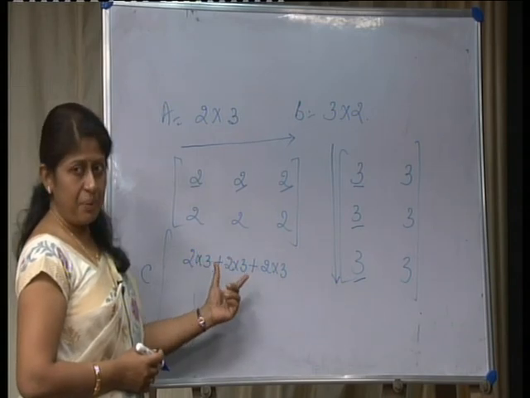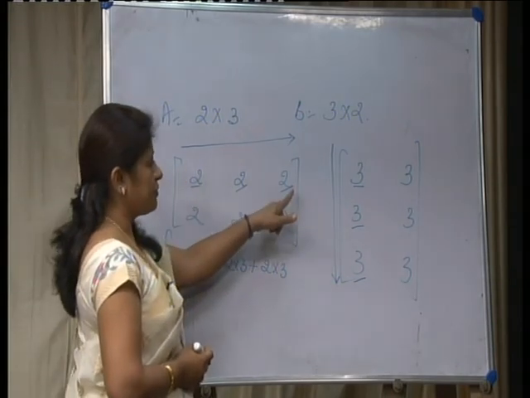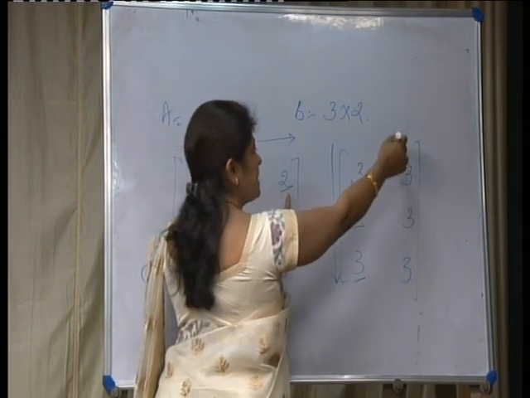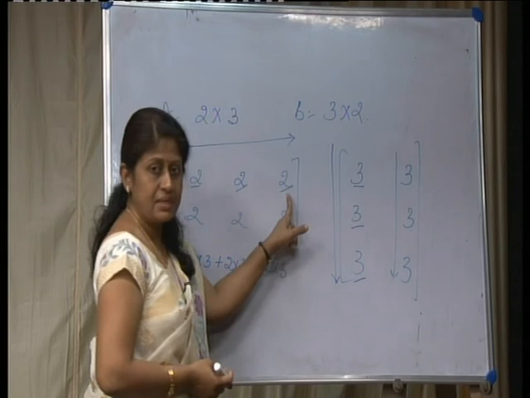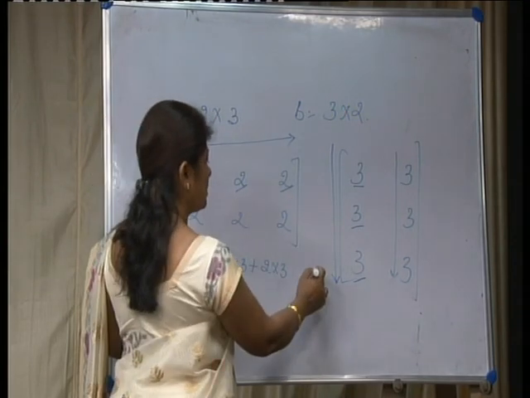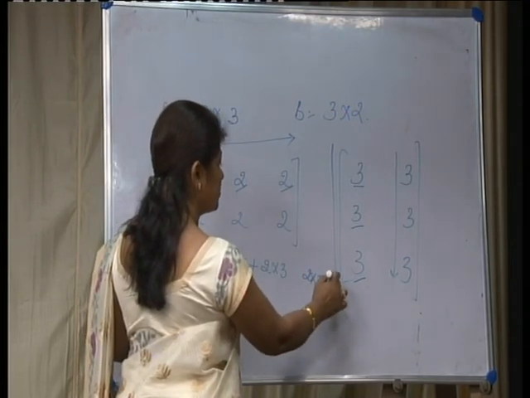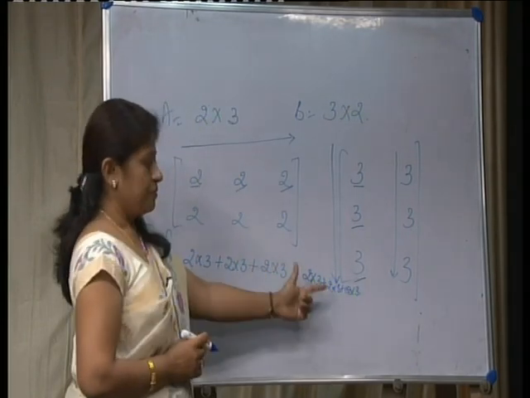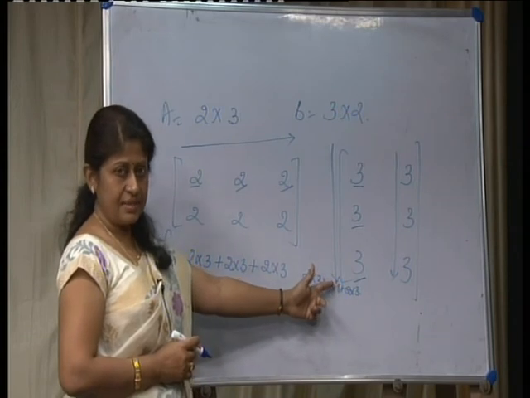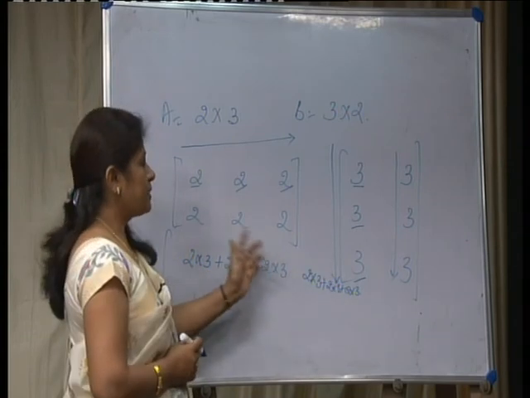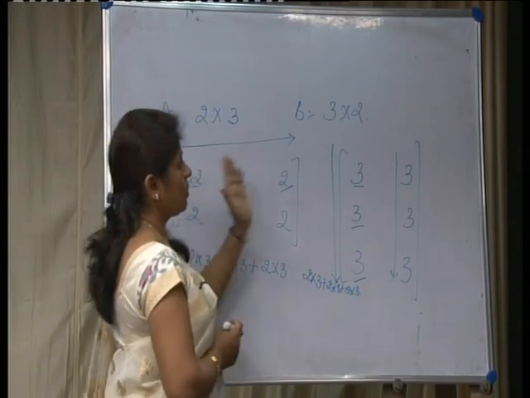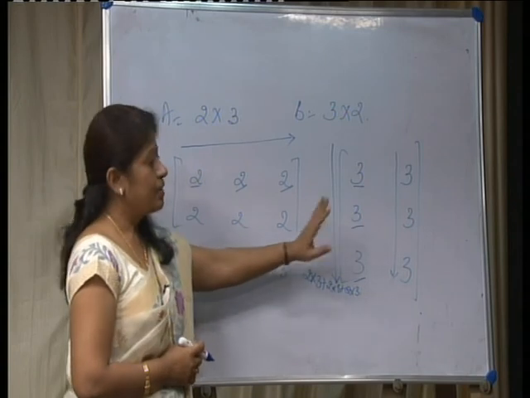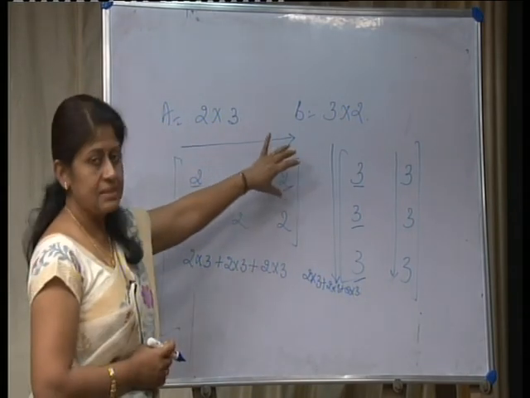This keeps repeating. The first row itself is then processed with the second column of the second matrix. So here you get 2 into 3 plus 2 into 3 plus 2 into 3 as the first row, second element of the resultant matrix. This happens until we exhaust the number of columns in the second matrix. Until then the row remains the same.